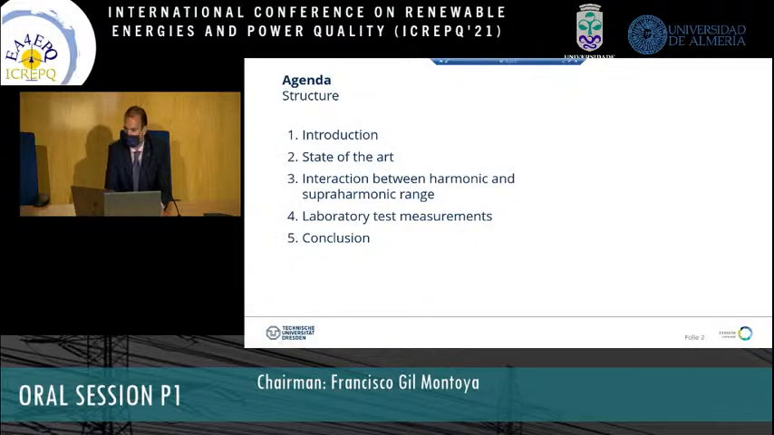So I'll give a brief introduction, of course, as always, and we will come to the state of the art. We will discuss, of course, the main focus of this paper, which is basically the interaction between harmonic and supraharmonic frequency range. Then I will show some laboratory test measurements that we have performed on available devices. And finally, we will draw the conclusion, of course, of what we have.